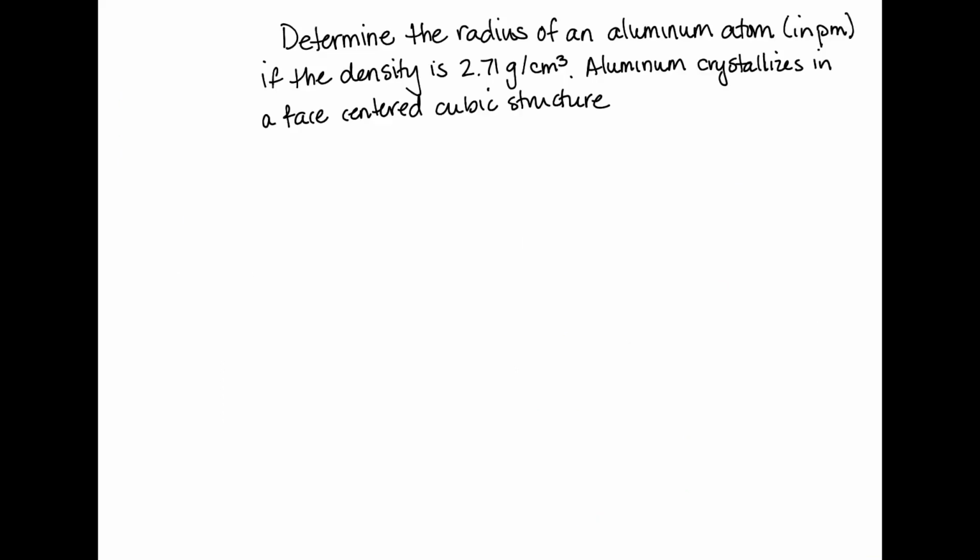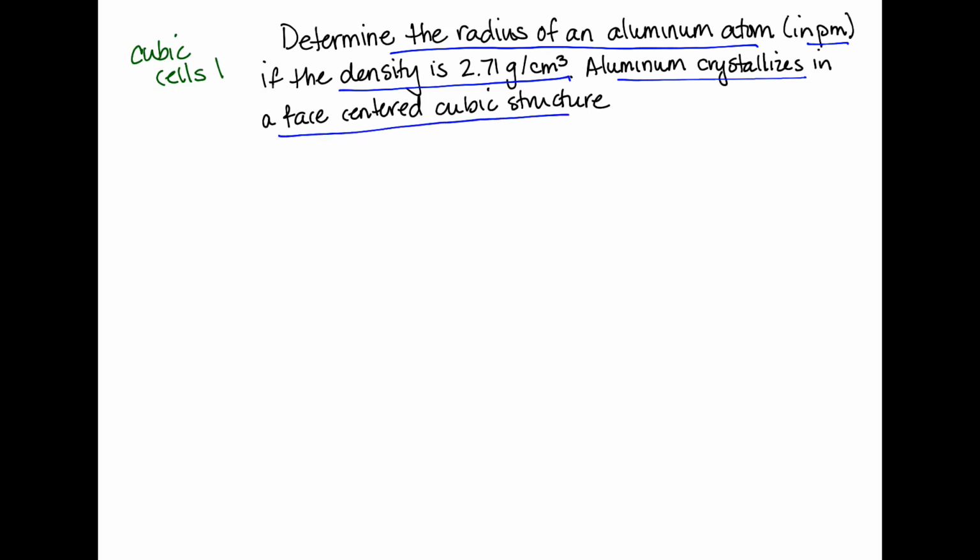Now I'd like to do a little bit more of a challenging problem. This is a problem out of our course pack. It's on the worksheet called Cubic Cells 1. So you can turn to that in your course pack if you have it, and if not, we have the problem here. And this problem says that we are going to determine the radius of an aluminum atom in picometers, and it gives us a density, and then it tells us that aluminum crystallizes in face-centered cubic structure.